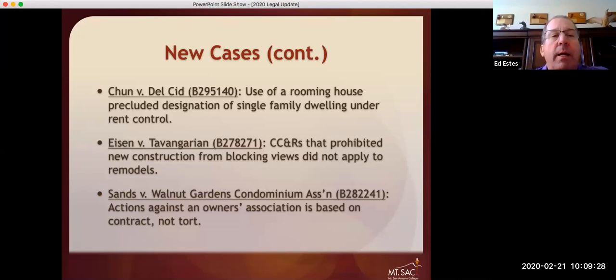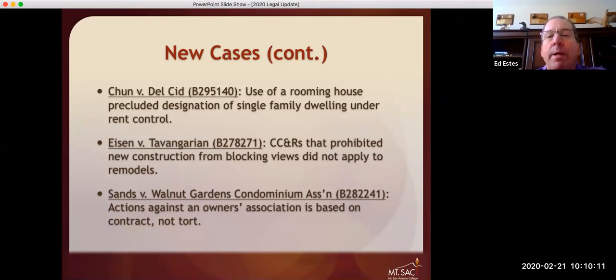All right, so the top case there, the Chun versus Del Cid, also found in many rent control ordinances, they exclude single-family dwellings. Well, in this case, the Chun versus Del Cid case, there was a single-family dwelling. However, I believe it had 9 bedrooms, 2 bathrooms, and 4 separate families living in a house. And the owner of the property said, you know, this is a single-family dwelling. I'm exempt from rent control. And the Court of Appeals said, no, what you are is a rooming house. This is effectively an apartment, and you are covered by rent control.